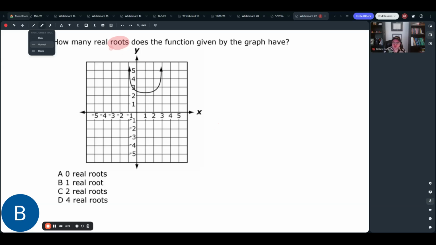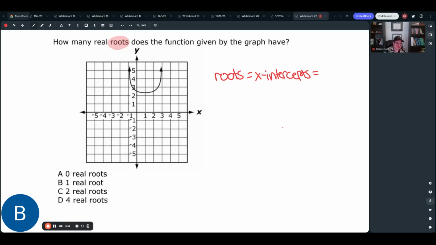So really what this comes down to is defining this vocabulary. And I wanted to talk about this one because it can be very confusing. So I wanted to clear it up. So the word roots, when you're talking about quadratic equations, which are the ones that look like parabolas when you graph them, that actually means the same thing as x-intercepts.